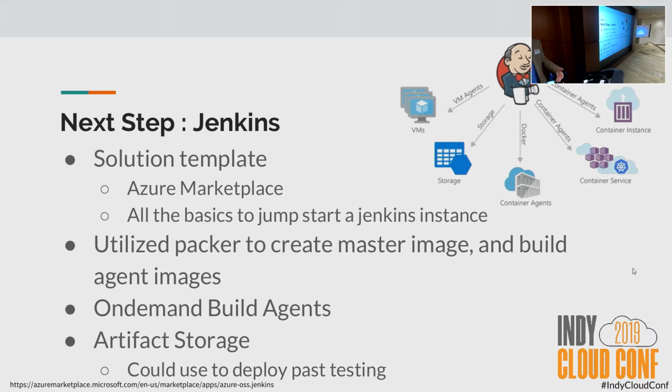Now on to Jenkins. We were crunching for time, so we looked and saw that Microsoft provided a solution template on the Azure Marketplace with all the basics that you really need for a Jenkins instance in the cloud. We wanted some control over what virtual machines were running our Jenkins master and the build agents, so we used Packer to automate those image creations with all the tools that we needed. And that graphic up there shows a lot of different tools that the solution template provided, but we mainly took advantage of on-demand build agents and the artifact storage.